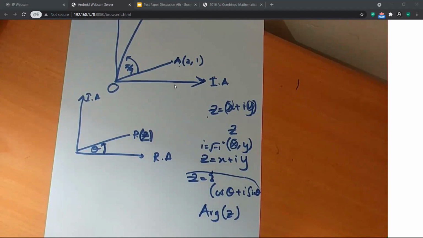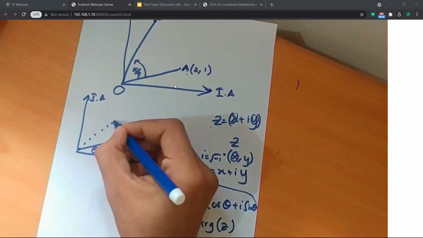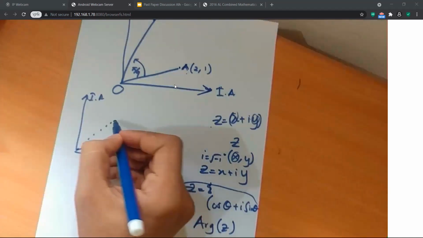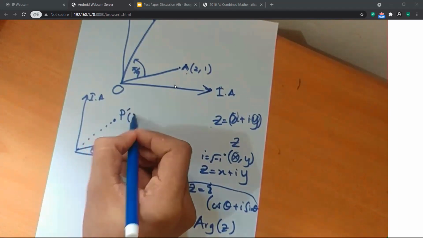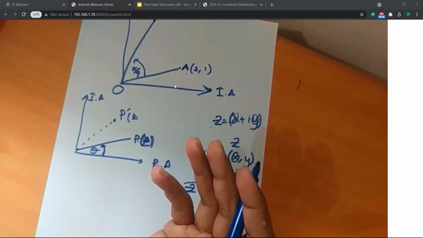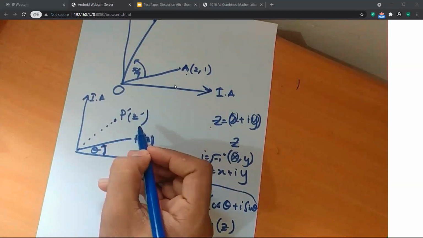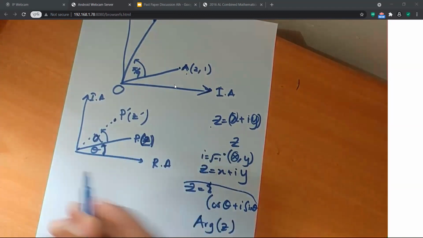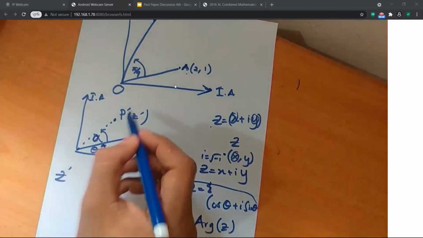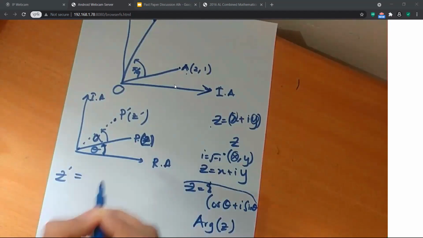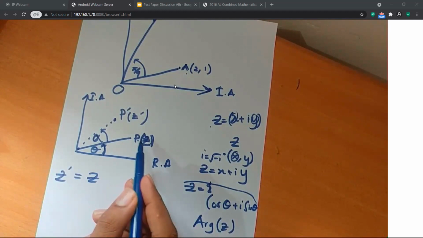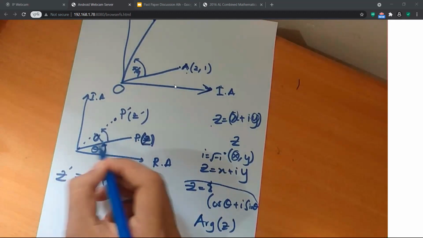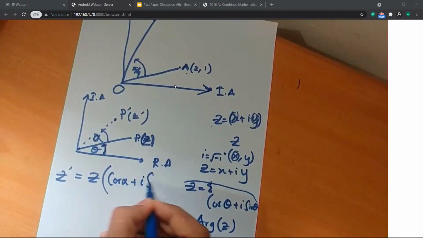Now the theorem that we need is, if we rotate this complex number in the anti-clockwise direction, let's say this new point is P, z dash. Now it's a new complex number because it's a new position. So the theorem is, if you rotate this by an angle, say alpha, the new location is equal to the old complex number z multiplied by cos alpha plus i sine alpha, since we turned it by alpha.